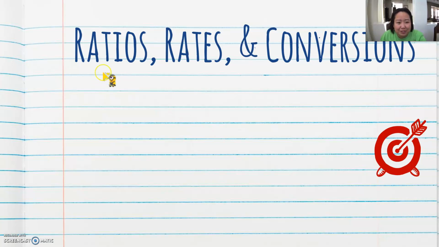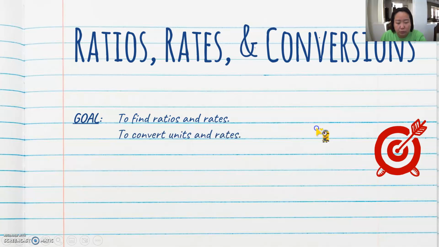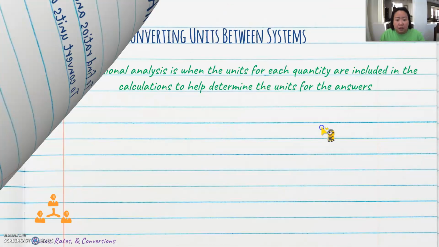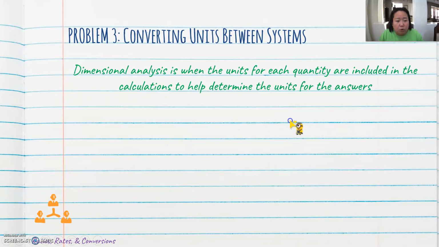Hi, let's continue our discussion on ratios, rates, and conversions. Still, our goal will be to find ratios and rates and convert units and rates. So for this next problem, we have what we call dimensional analysis. Dimensional analysis is when the units for each quantity are included in the calculations so that it could help determine the units for the answers, okay?